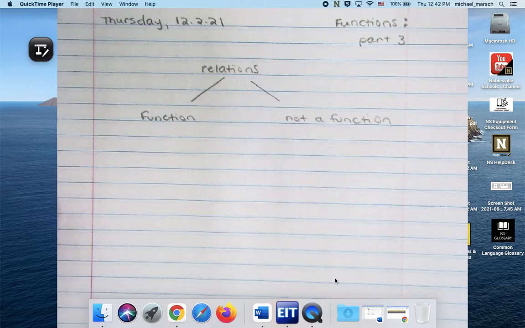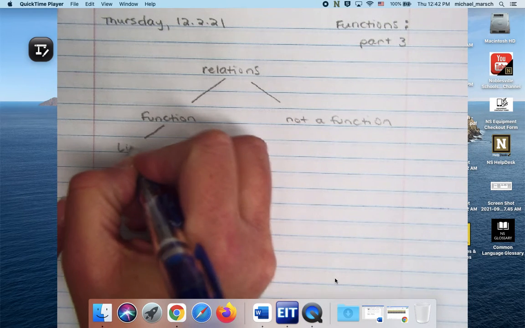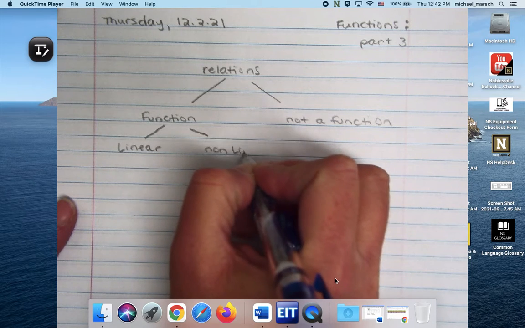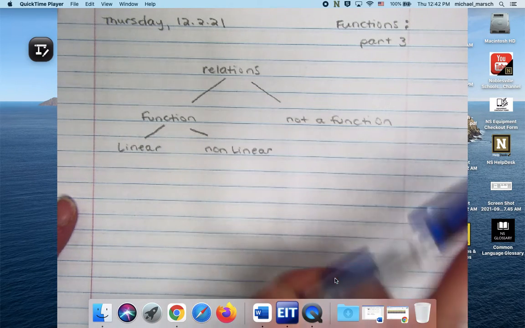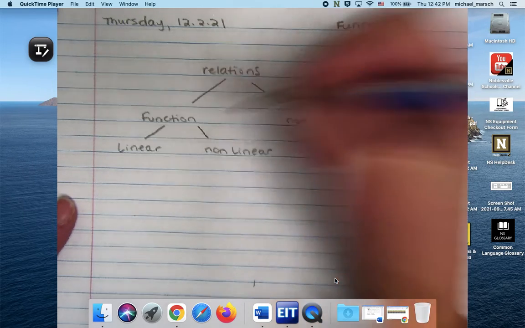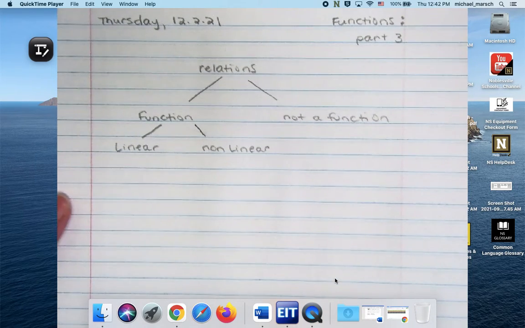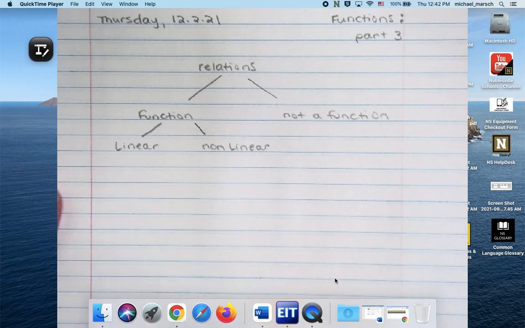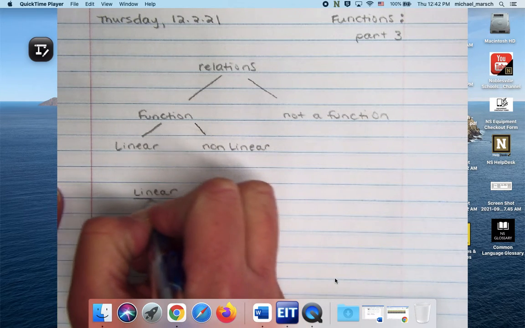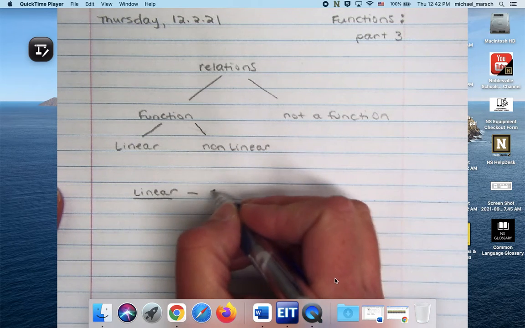So today I'm telling you everything is a function. We're deciding if it's a linear function or if it's nonlinear. Right? So now we're breaking it down further into two other categories. The word linear means a straight line.